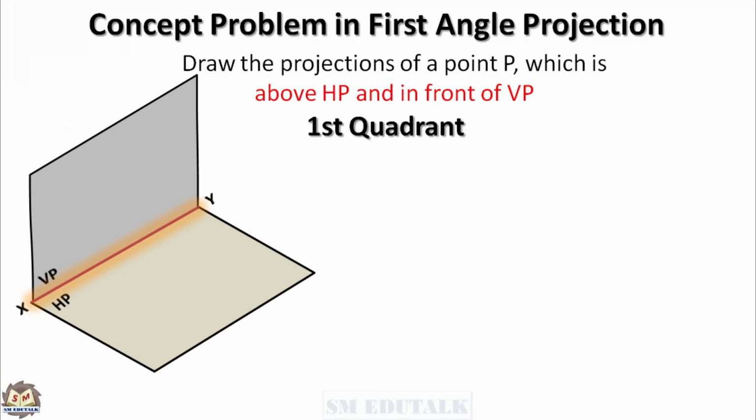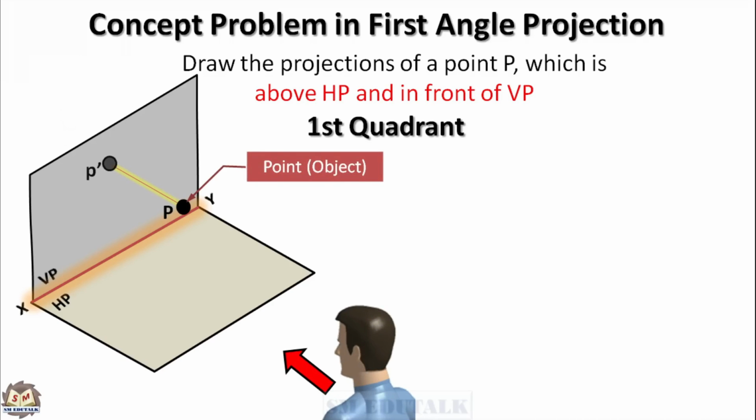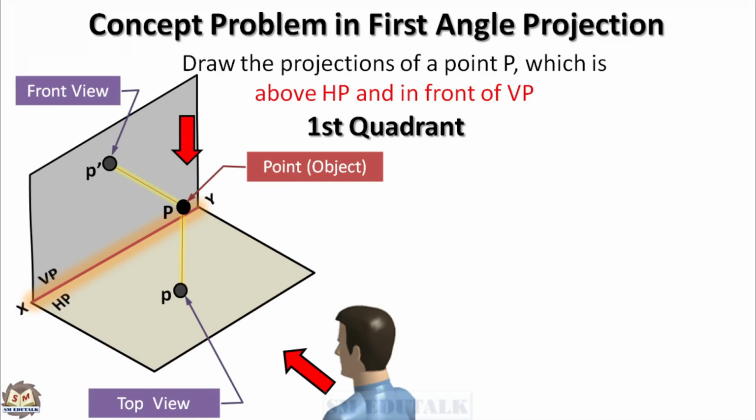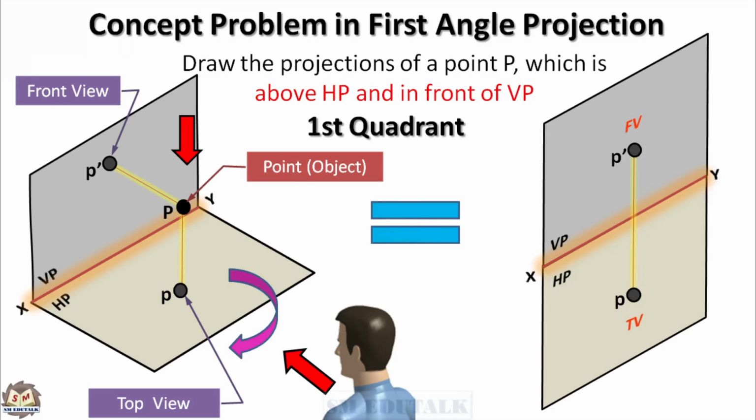This is first quadrant in which the given object, that is point P, is located. Its front view is projected to VP as small p dash. Its top view is projected to HP as small p. In practice, the object is named by uppercase letter, the top view is named by lowercase letter and the front view is named by lowercase letter with a dash. Rotate the HP by 90 degrees in clockwise direction. Now you get both the views on a single plane.